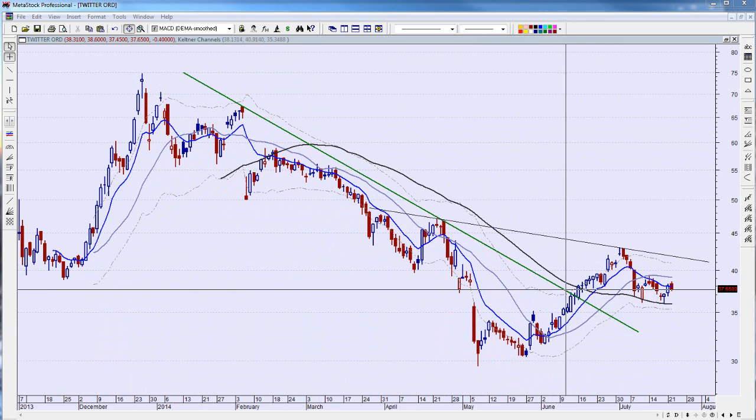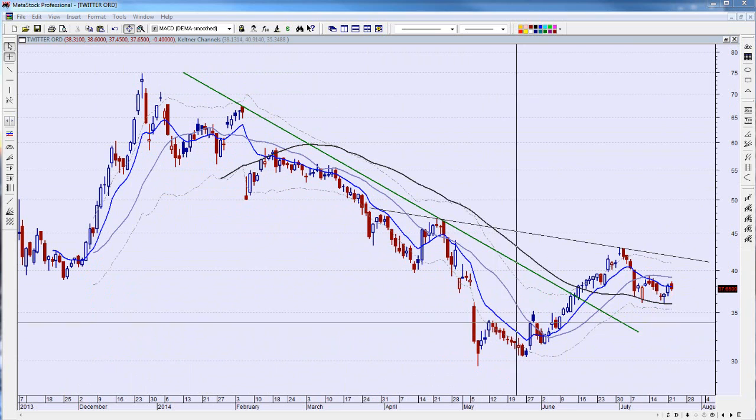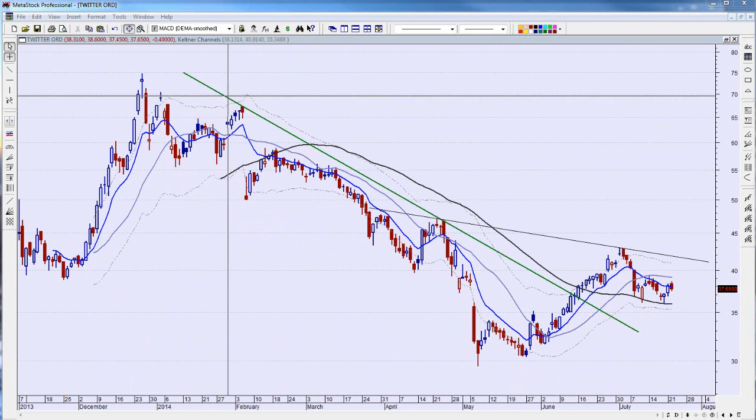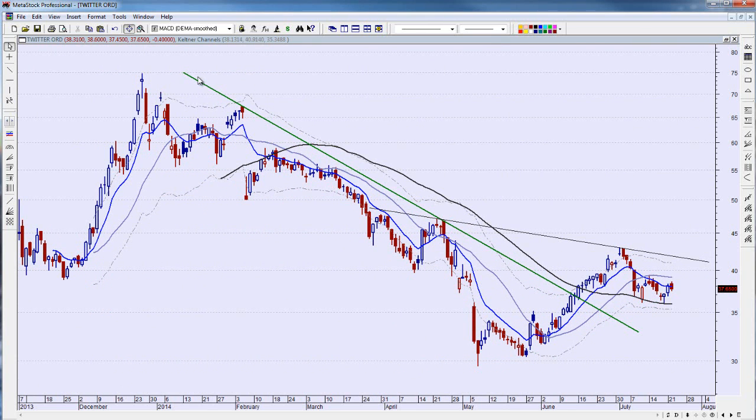We're getting this move here, okay? So it's breaking this trend line. Let me get rid of that, and let me go to this real quick. See this trend line here? Okay, so it broke this trend line.